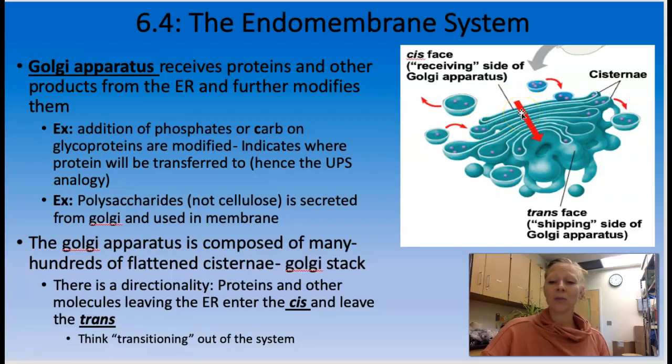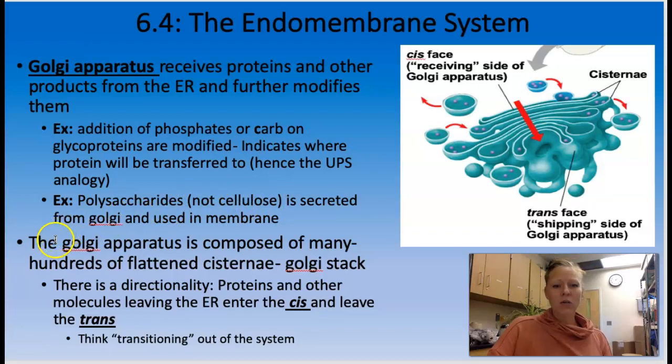I like to remember this as when proteins are leaving the Golgi apparatus, they're transitioning onto the next part of their life or their world. And so the transition or the trans phase is the leaving. And so as it's going through the Golgi apparatus, it is going to add phosphates, or it's going to add carbs like glycoproteins. This is going to modify where the protein goes or how it's used. Polysaccharides are going to be added on, but remember, not cellulose. That's the polysaccharide that we find in plants.